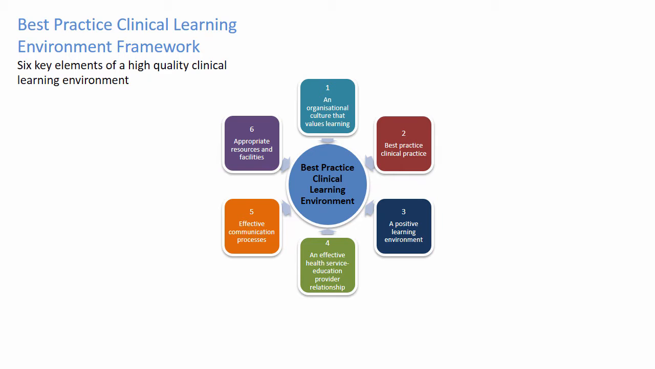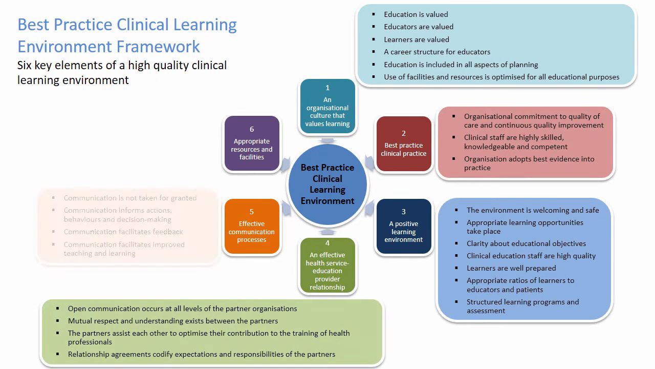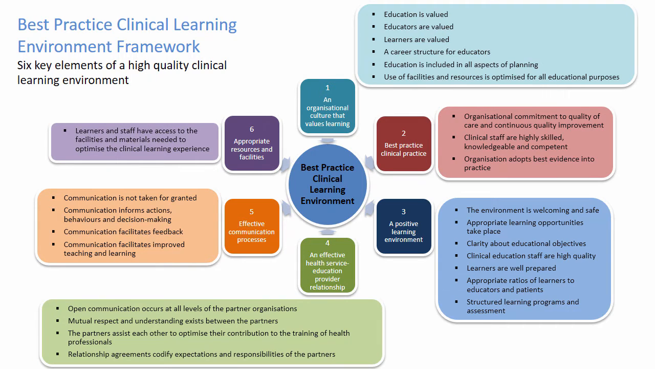Now, these 6 elements are essentially high-level objectives, which are further defined in terms of 28 sub-objectives across the 6 elements. If you'd like to find out more about the sub-objectives, you can find this diagram in the BPCLE Framework document and also in the Stakeholder Implementation Guidelines document. As well as defining the elements and their sub-objectives, the framework provides some contextual information, including a set of 4 principles that define the assumptions on which the framework is based.